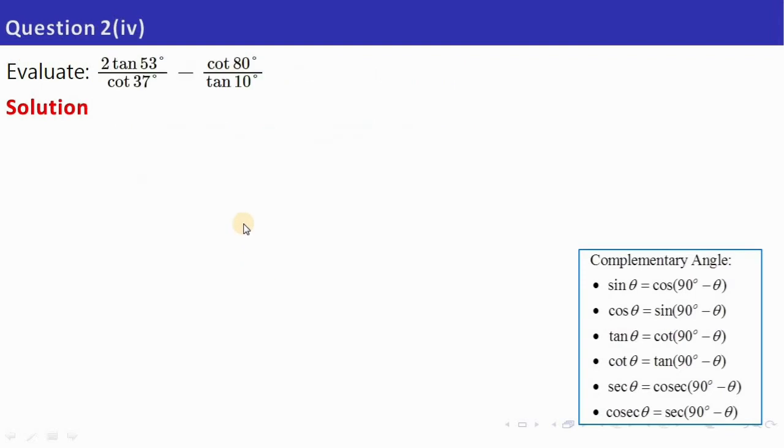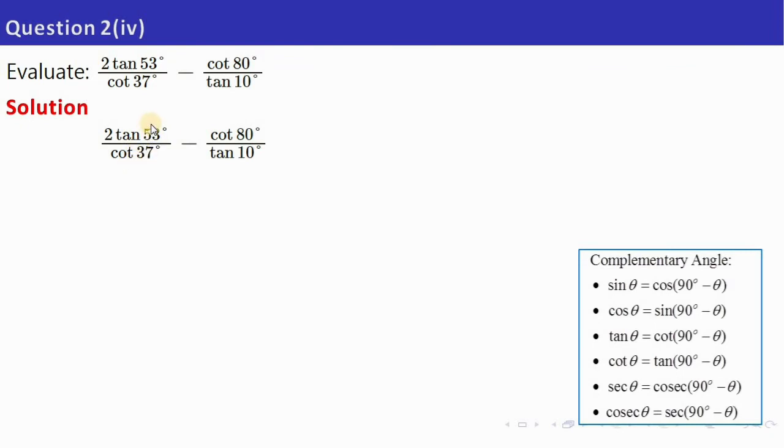Okay, so let's move on to the fourth question of question number 2. So you need to evaluate this here. Let us look at only this part. If you look at only this part, we need to change only one of them, because 53 and 37, the sum of these two will be how much?